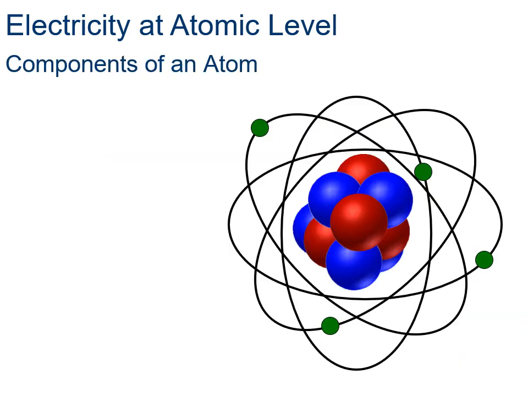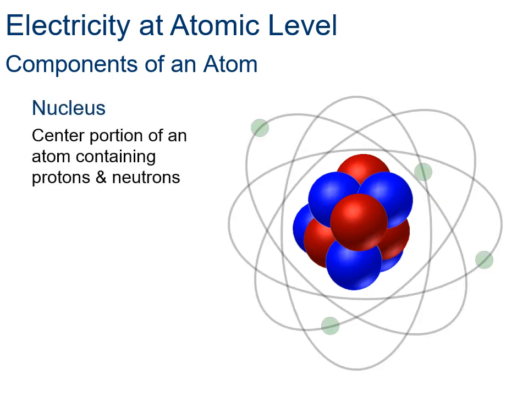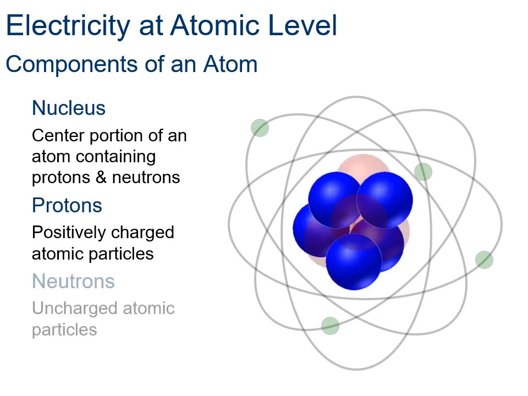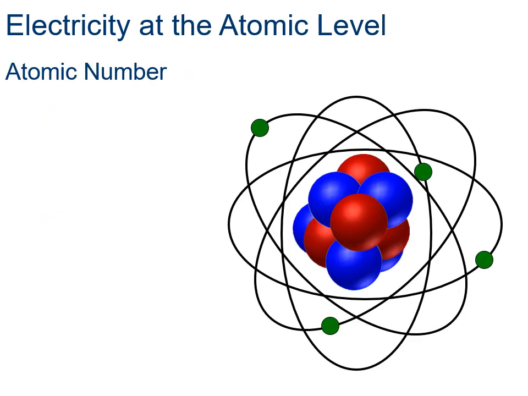This image on the right is an example of a model of an atom. Atoms are made up of, in the center, a nucleus, which has both protons and neutrons. In this case, the protons are represented as positively charged particles. They're red in this diagram, and the neutrons are represented as blue. Those are the uncharged atomic particles that are all in the nucleus.